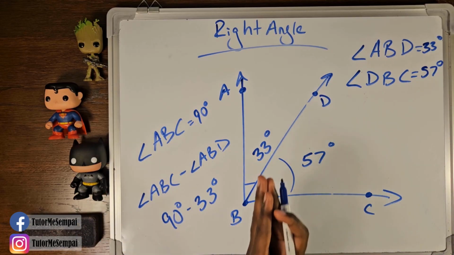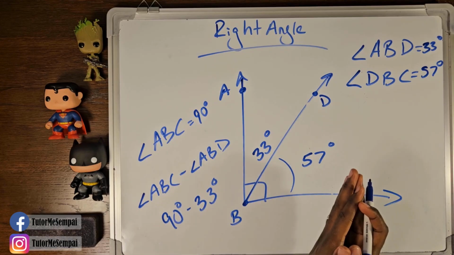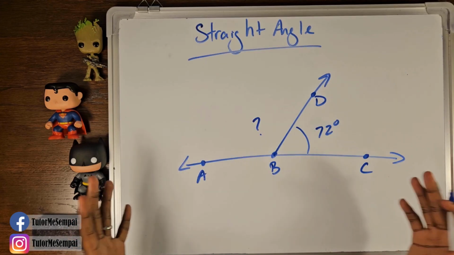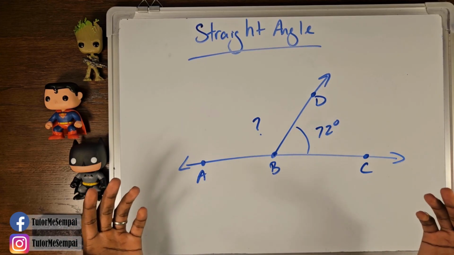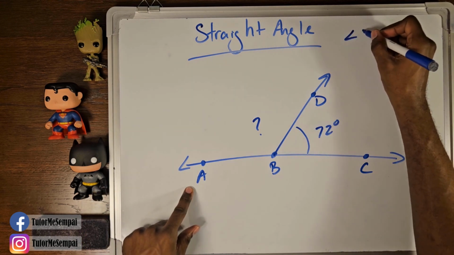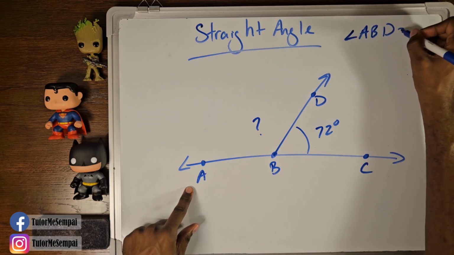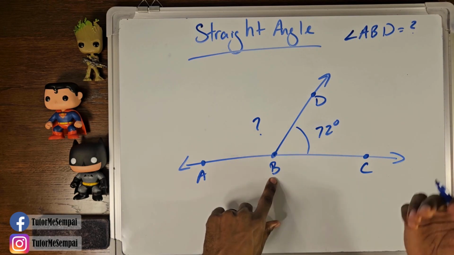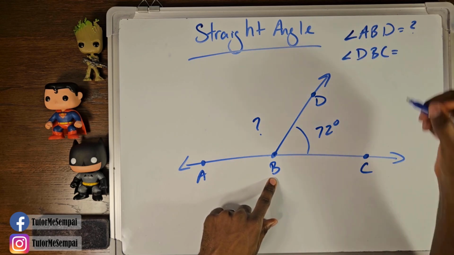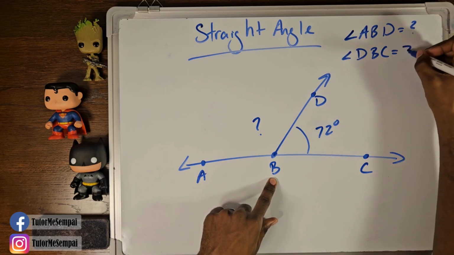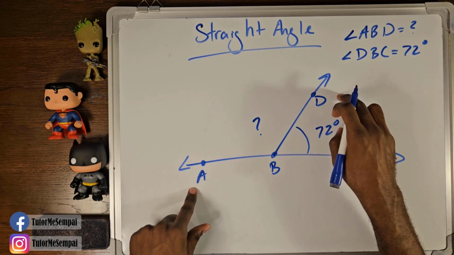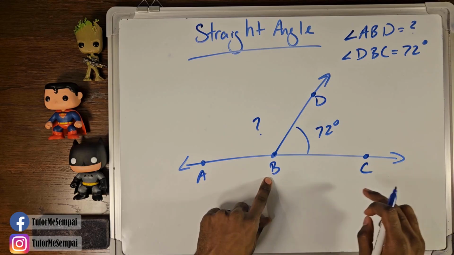But what do we do if we're not given a right angle, but instead given a straight angle? Could we do something similar? Well, let's jump into our next section and find out. Let's say we have this question here. We want to figure out what angle ABD is. We don't know what our angle ABD is. We want to find that. But we are given angle what? DBC. And what is that angle measurement? 72 degrees. So we want to find angle ABD, and they gave us what angle DBC was.